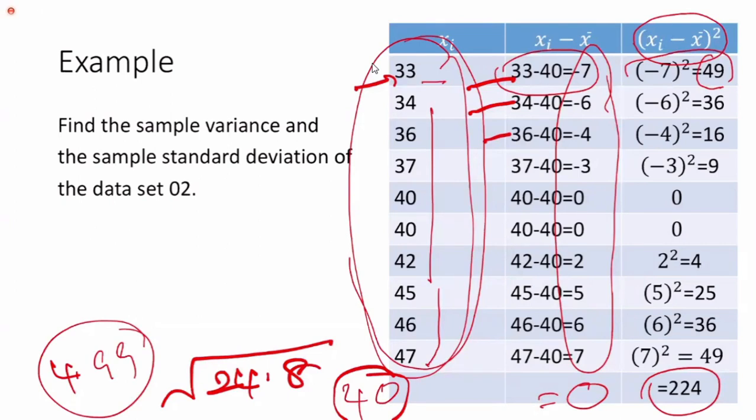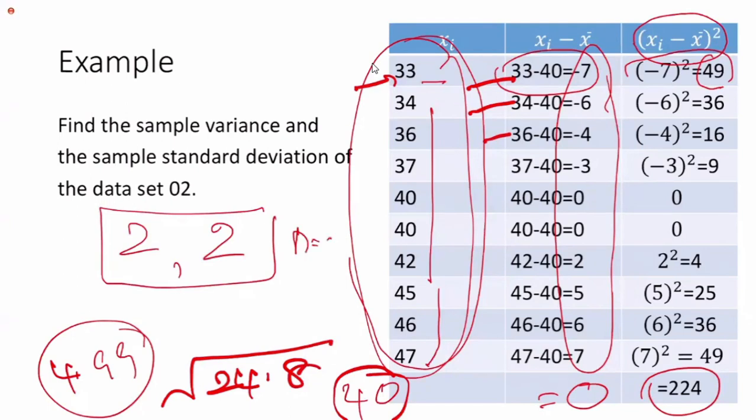For example, tell me, we have two numbers. In this data set, there are only two values. Now, what is the mean of this data set? Can anyone tell me the mean? 2 plus 2 divided by 2. What is the mean? That is 2. Okay, right.